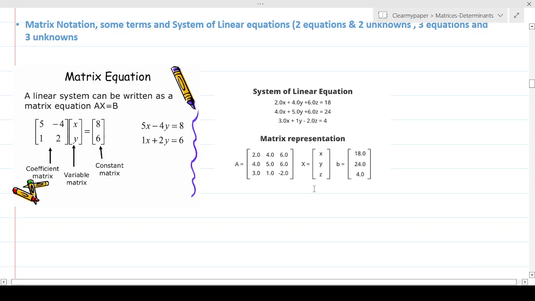Hey folks, let's talk about matrix notation and some terms as a part of the continuation to our matrices and determinants crash course. So let's jump into this episode where we'll be talking about a few interesting terms and terminologies.